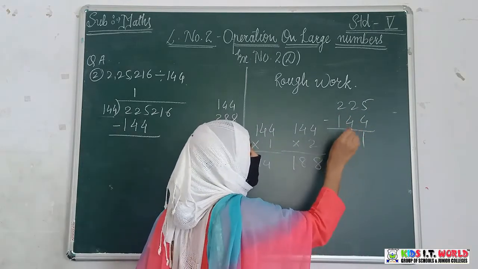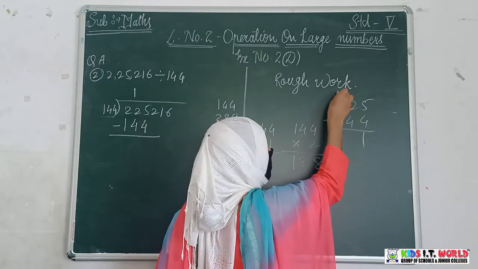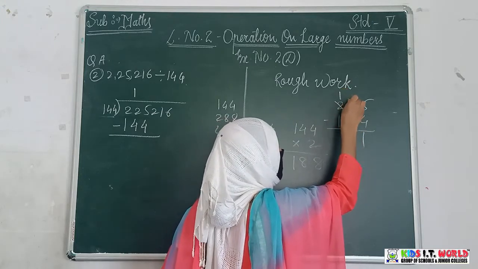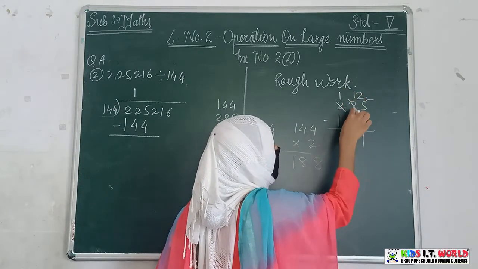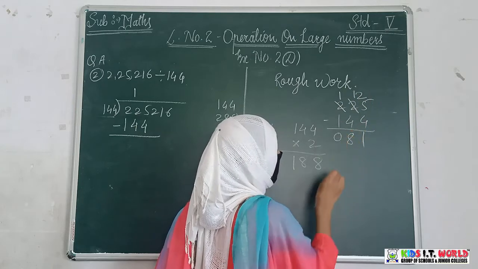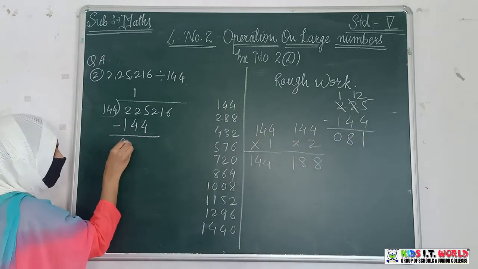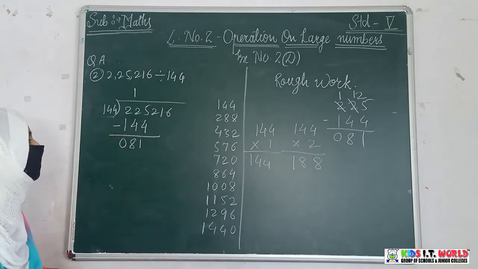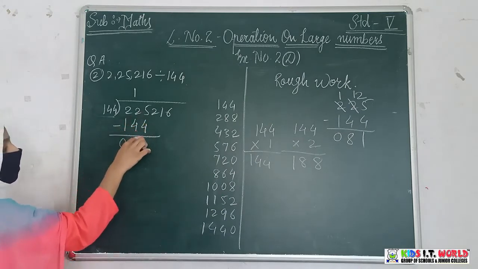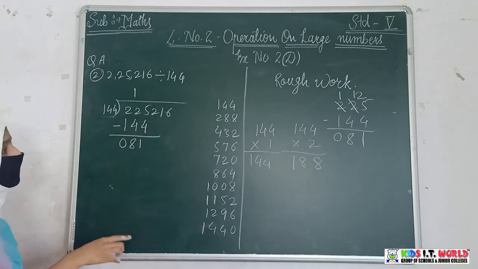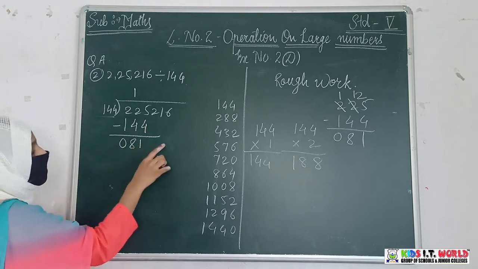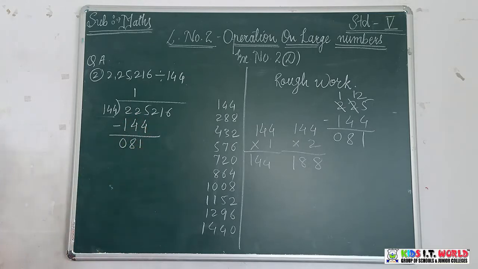2 minus 4 is not possible, so we have to borrow from the other. So we will take from here and it will be 12. 12 minus 4 is 8. So our answer is 081. Write it properly. 081. Your number should be down to this. Write it step by step. If you disturb this number, your answer will go wrong.